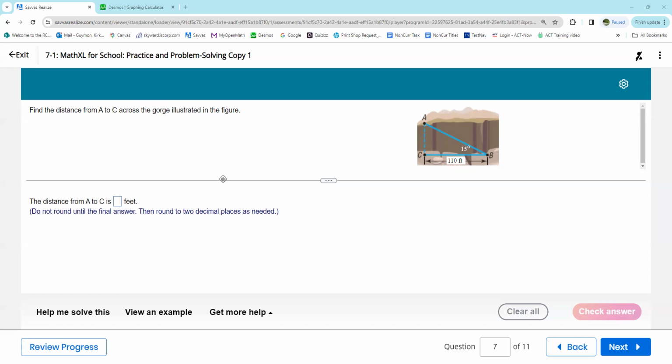Find the distance from A to C across a gorge illustrated in the figure. So here we are over here. We've got this gorge. It kind of looks a little funny to look at it, but this is one side of the canyon, that's the other. And we're trying to find this length right across here. We were able to look across over here and know that this is 15 degrees. And we're on one side here, so we can measure that side.